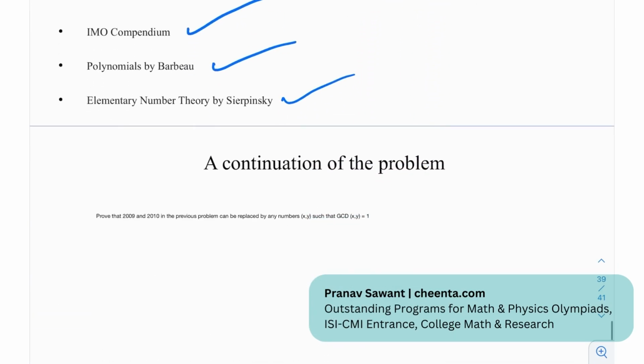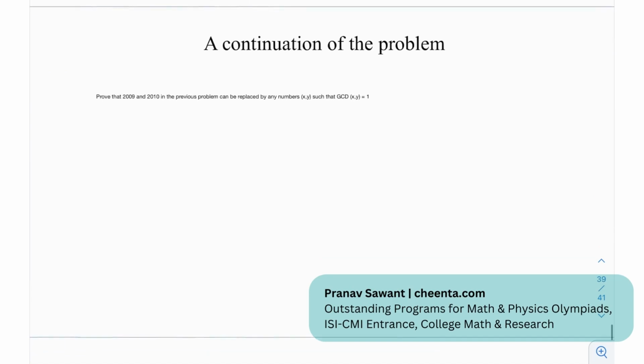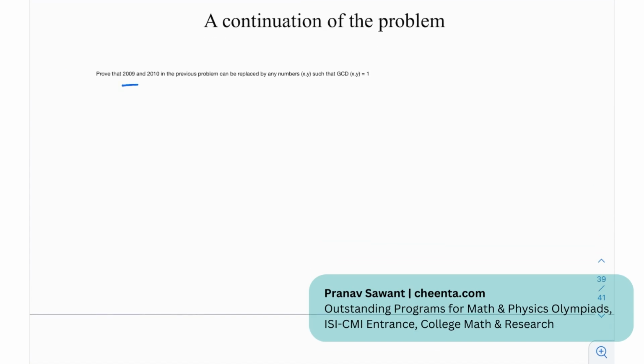And now we have a little bit of a continuation of the problem. Prove that 2009 and 2010 in the previous problem can be replaced by any numbers x, y such that the GCD is 1, any coprime numbers. And if you have gone through the video and understood it, this should be extremely trivial. And so I expect quite a few responses.